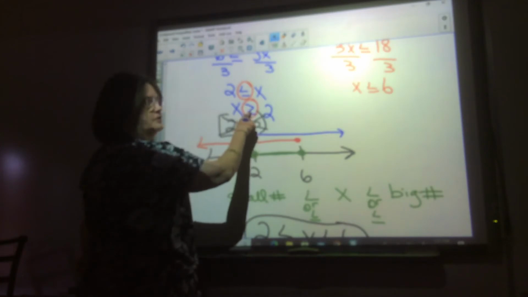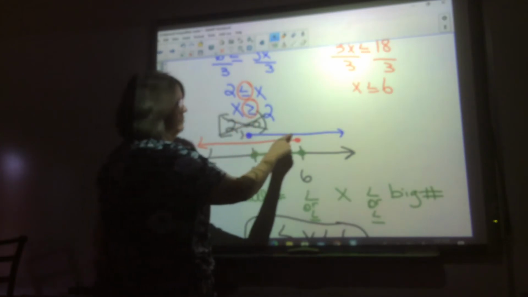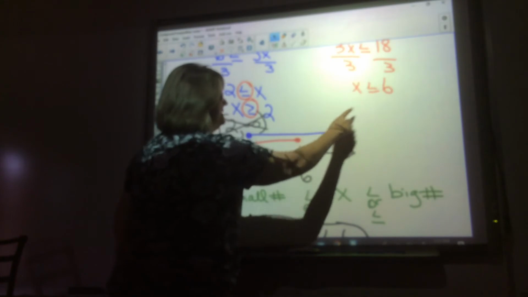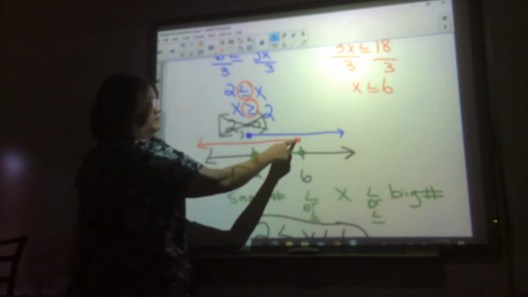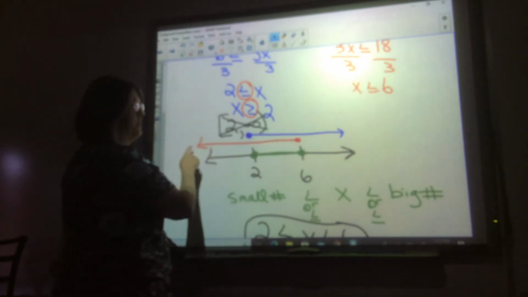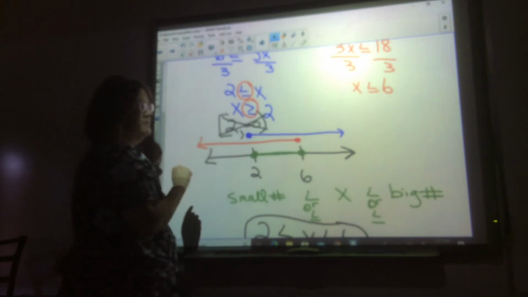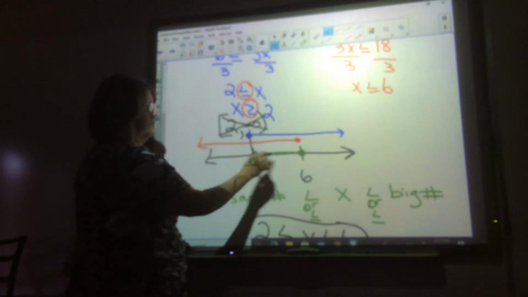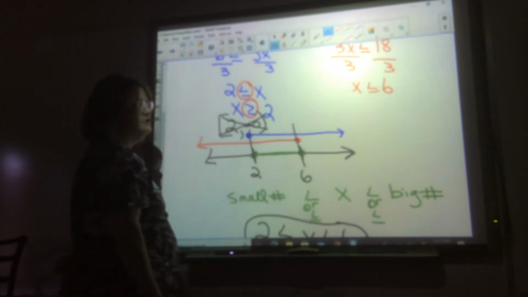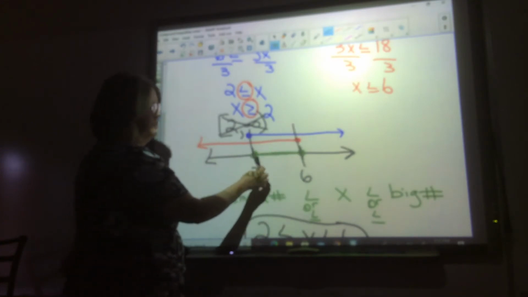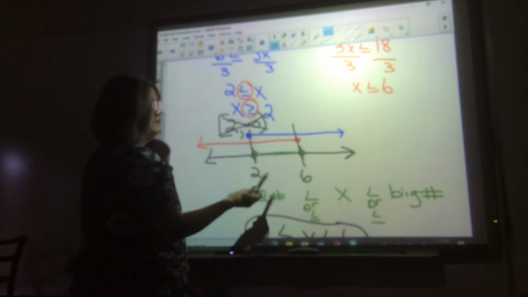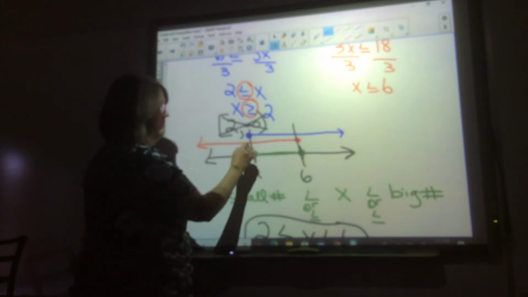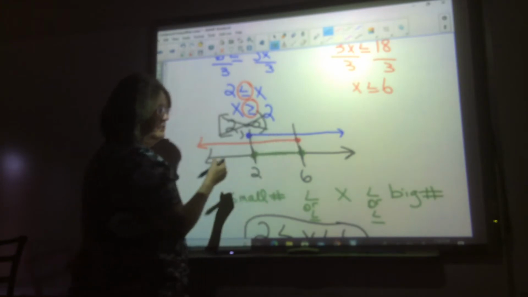X is greater than or equal to 2. That's a closed circle, so I have a closed circle going this way. X is less than or equal to 6. That's a closed circle, going this way. The only part where they overlap is from here to here. So my answer is from 2 to 6. And it's closed because this part is part of the red, and this part is part of the blue graph.